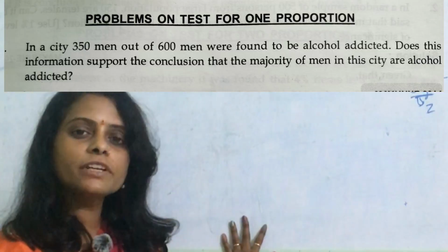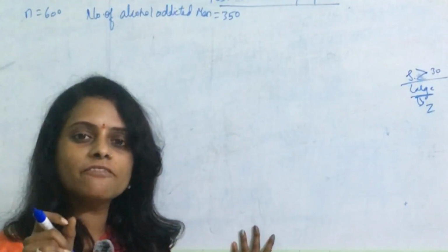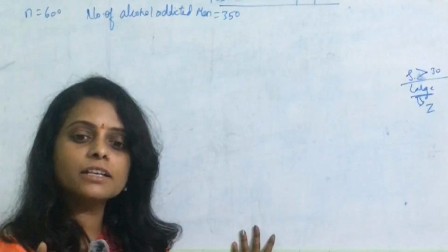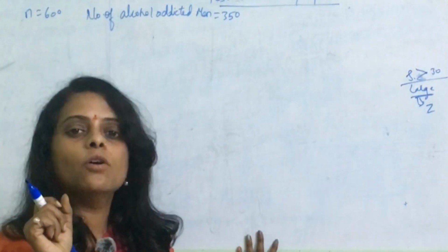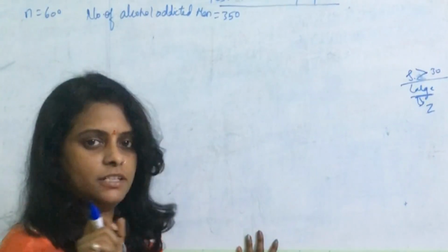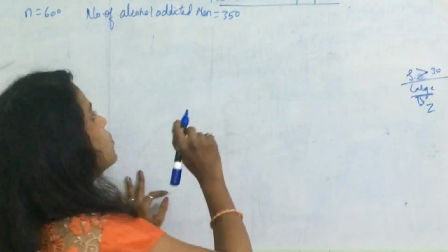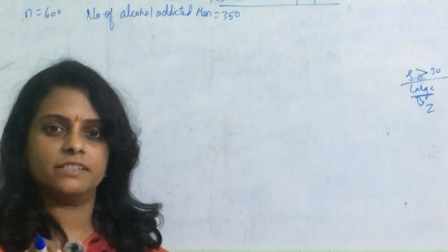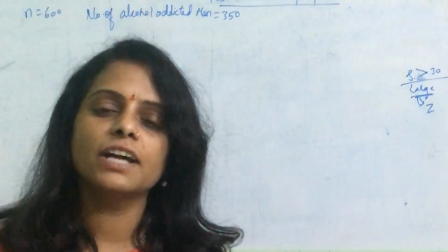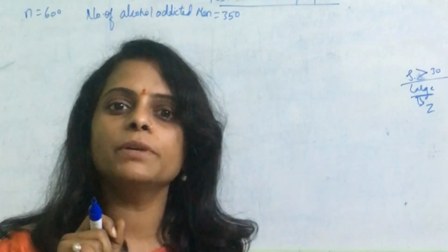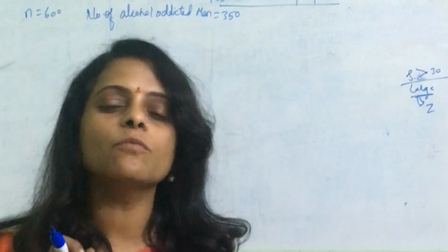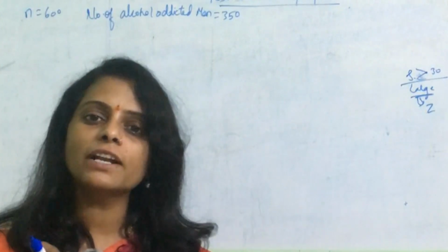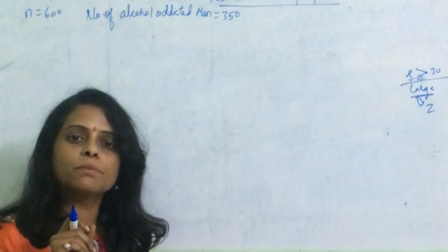Okay, so what we need to find, see the question one. What they have asked there is how many people are alcohol addicted in that particular city. So we need to find that. For this, it is called a one proportion test. Why one proportion? Here only one group, that is men who are alcohol addicted, is given. It means that we are taking only one attribute. So when we are taking one attribute, that is called a one proportion.